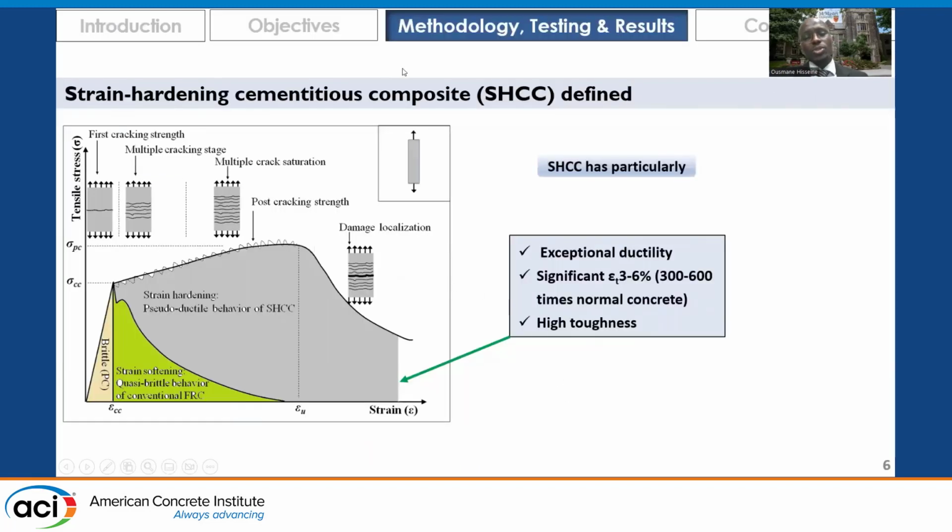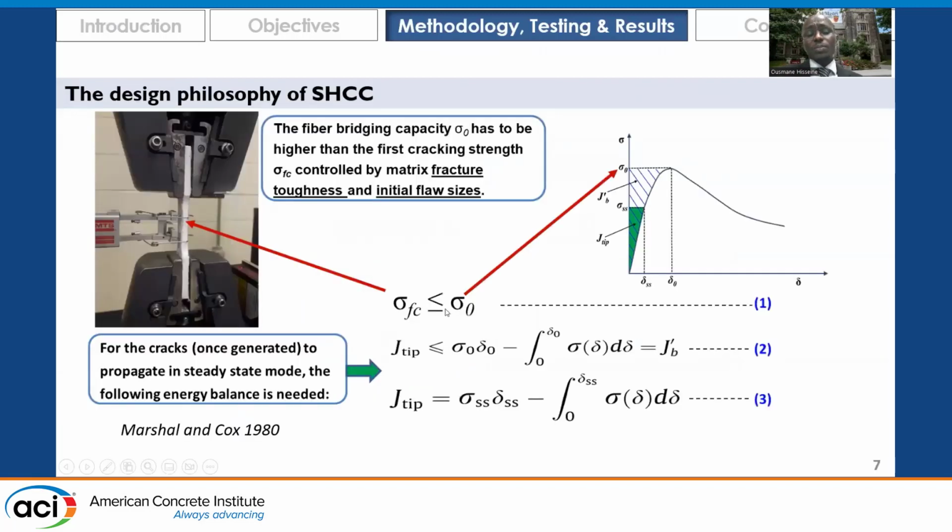So, strain-hardening cementitious composite is the one that, once the first cracking occurs, rather than the abrupt failure in plain concrete, nor the softening in conventional FRC, SHCC will go on taking significant load with a multiple cracking phase, before coalescence of cracking, with a high tensile strain capacity that exceeds 60 times that of plain concrete. So the idea behind this design philosophy is that there are two things to be satisfied.